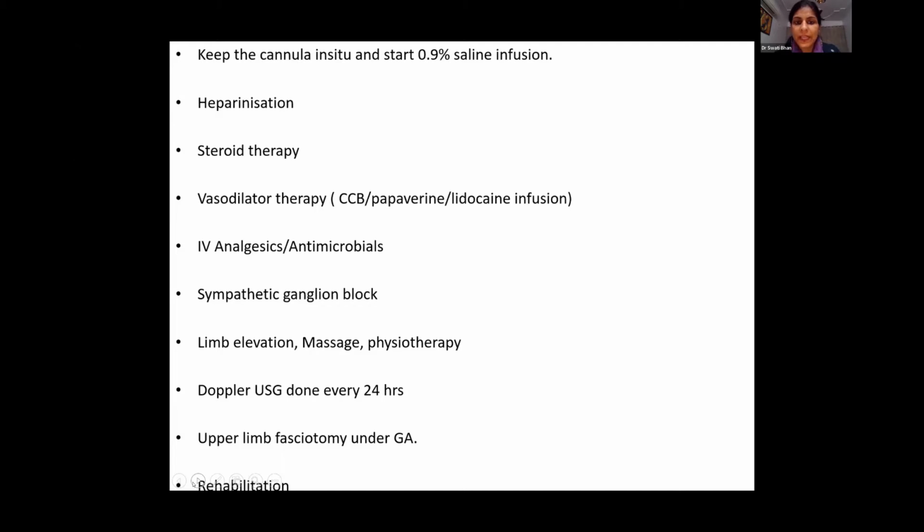Then the use of sympathetic ganglion block for pain relief. Other treatments would be limb elevation, massage, physiotherapy. Doppler ultrasound should be done every 24 hours. And in severe cases where there is development of compartment syndrome, upper limb fasciotomy can be done. The important part here is that rehabilitation is very important.